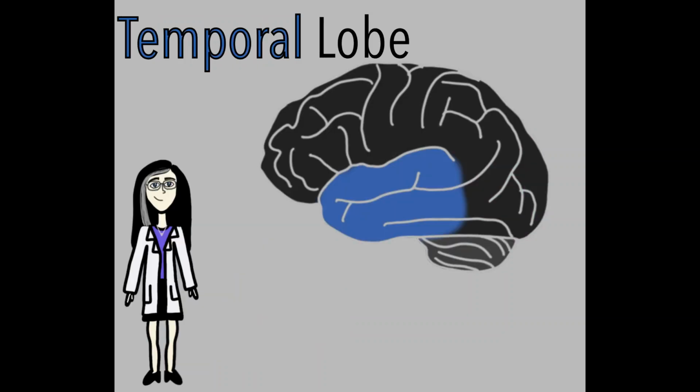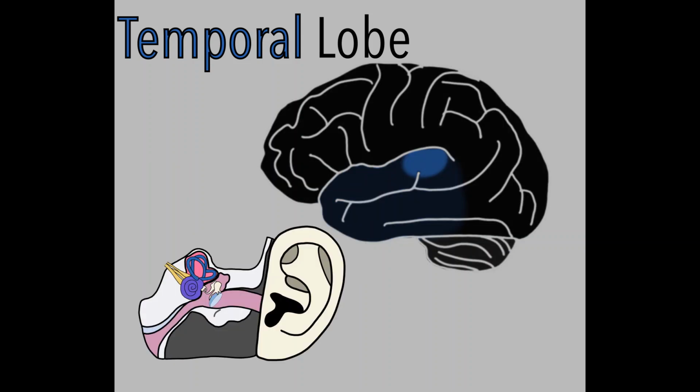Lastly, let's talk about the temporal lobe. The function of the temporal lobe is for auditory processing. This is how we understand noises. Go figure, it's located right by the ears.